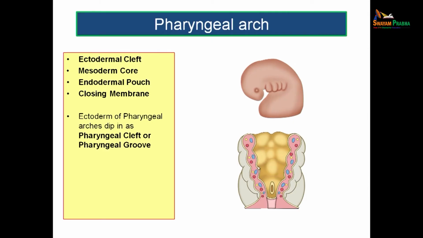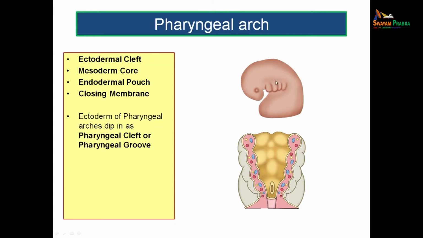So these dips from the inner aspect means, as you look from the inner aspect of the primitive pharynx, you can see the dips on the endoderm between the pharyngeal arches. They are known as endodermal pouches. So you have a set of ectodermal clefts on the outer aspect and endodermal pouches on the inner aspect, and in between you have the mesodermal core.